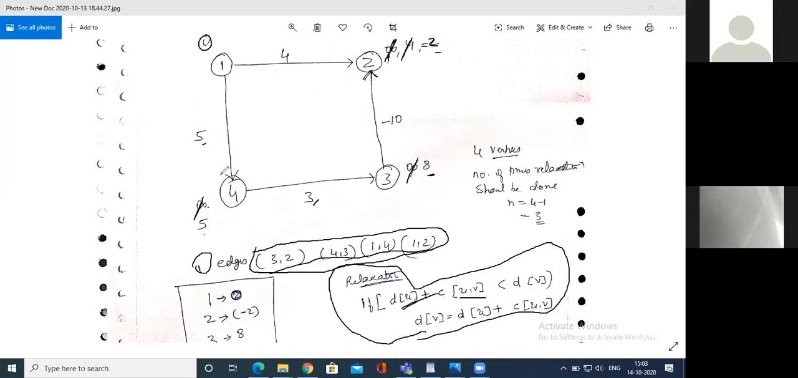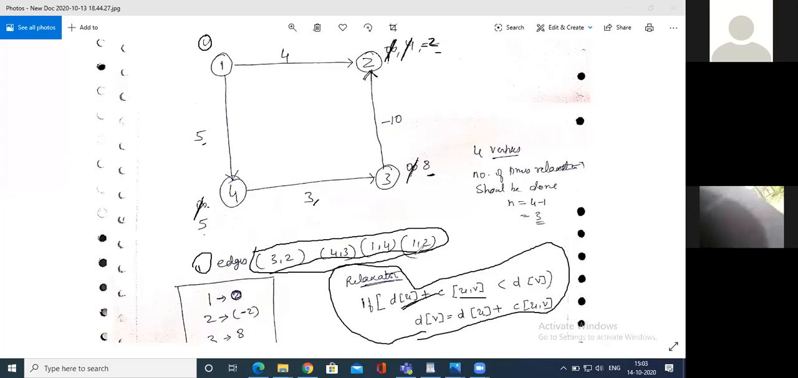In between 1 and 4, I'm just talking about the edge list. Try to understand. So I'm at 1 and 4. What do we have between 1 and 4? 0 is already there. 0 plus 5 is 5, not less than 5. So 5 is maintained.